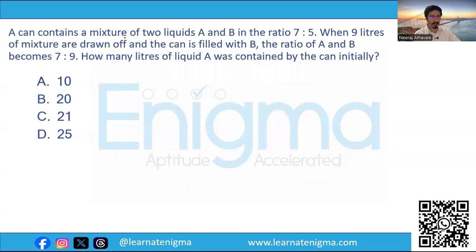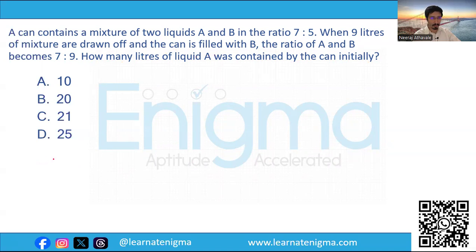A can contains a mixture of two liquids, A and B, in the ratio 7:5. When 9 liters of mixture are drawn off and the can is filled with B, the ratio of A and B becomes 7:9. How many liters of liquid A was contained by the can initially?